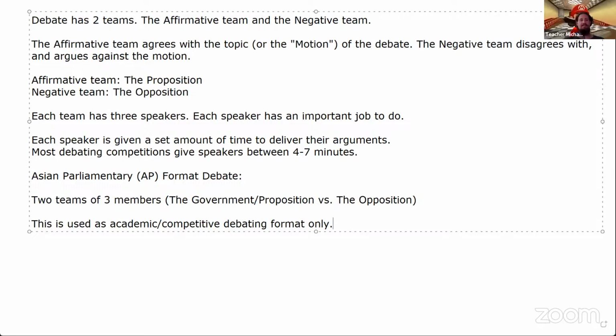The confusing thing about this is that even though it's called Asian Parliamentary, which means the parliament, the people in the government talking about the laws of the country, the AP format is not actually used in government or parliamentary debates. It's only used as an academic or competitive form of debating. So if your high school has a debating team, chances are that they will be competing in AP format debates.